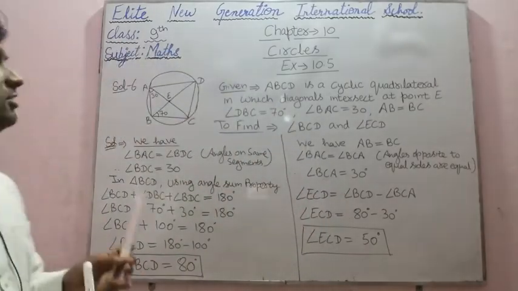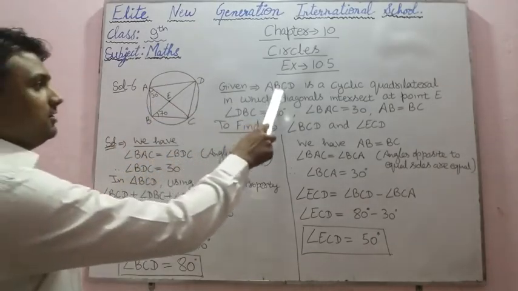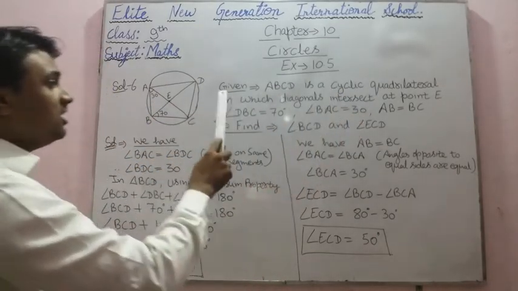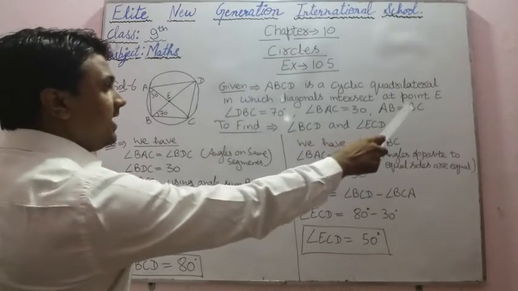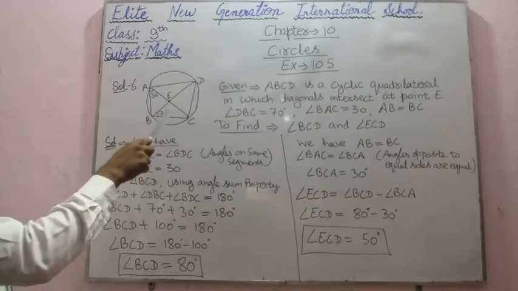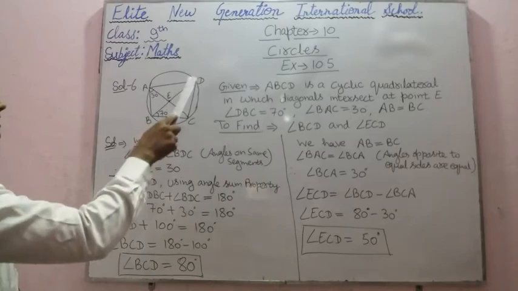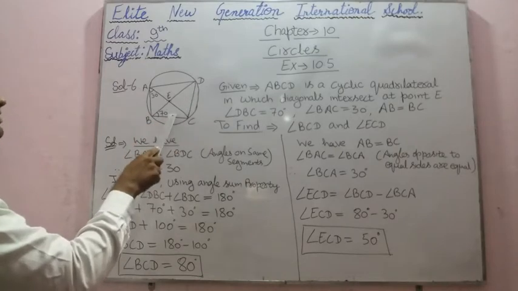First of all we will draw this diagram. In this diagram we have ABCD, a cyclic quadrilateral in which the diagonals intersect at point E. So here diagonals BD and AC intersect at point E, and angle DBC equals 70 degrees. Angle DBC is given as 70 degrees.